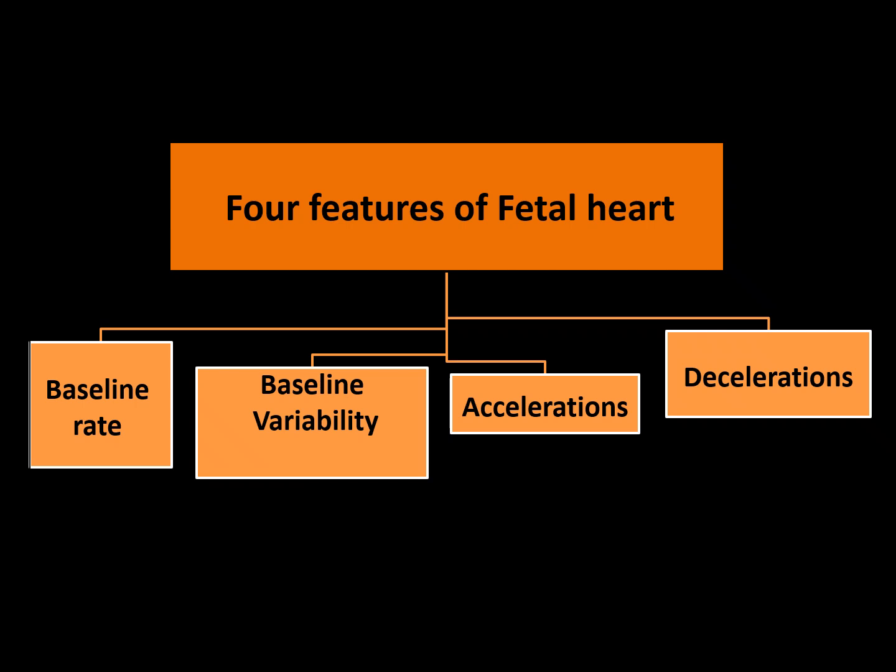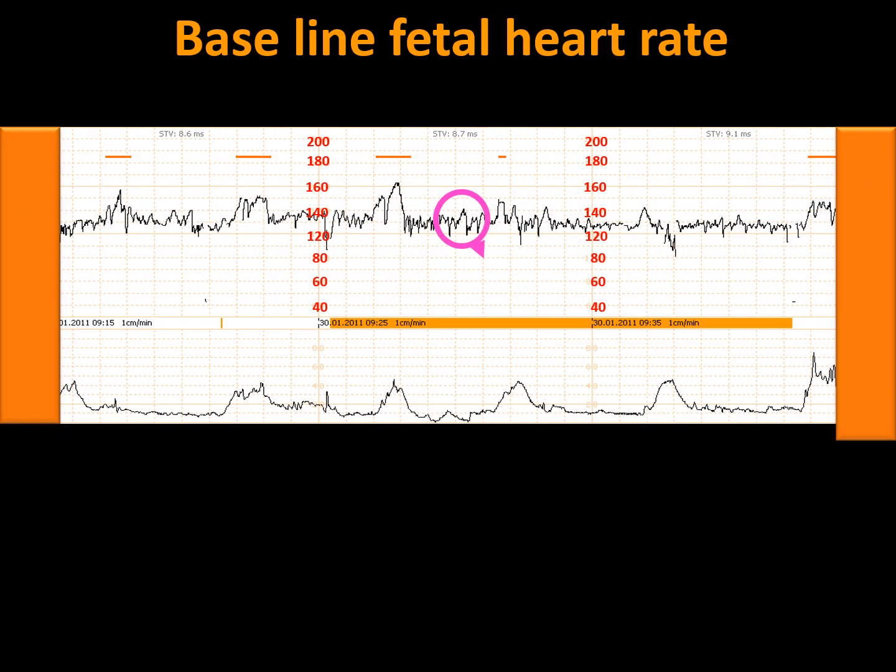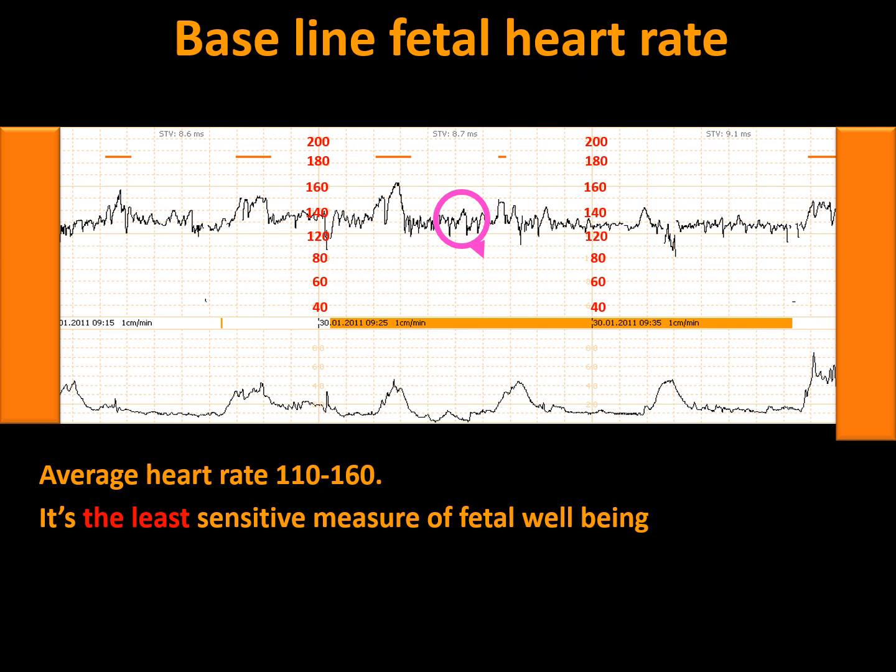When we are interpreting the fetal heart rate, there are 4 features we have to concentrate on: fetal heart rate baseline, baseline variability, acceleration, and deceleration. Baseline fetal heart rate. Baseline fetal heart rate is the heart rate range occurring between contractions. Average fetal heart rate is between 110 and 160.